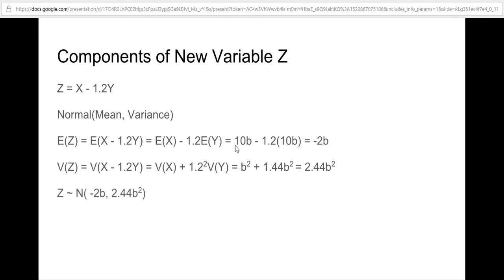Now we can define our z normal variable as having a mean of negative 2b and a variance of 2.44b squared. Now our goal is to solve for where z is greater than 0.